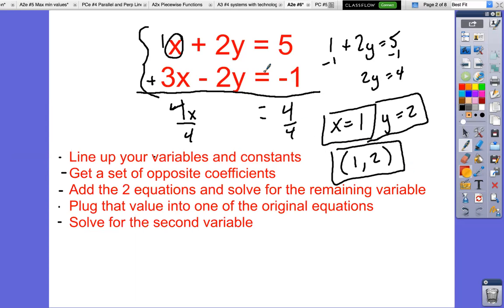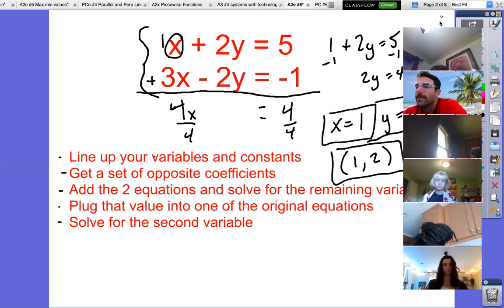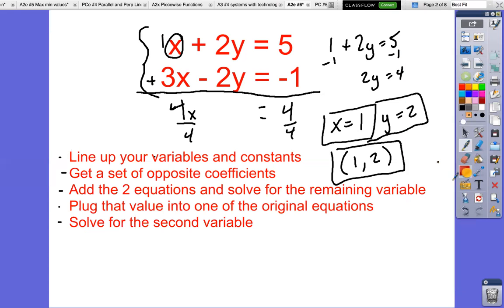Now that one was a pretty easy example. Any questions? So almost too easy, I'm assuming. The next one is almost just as easy, almost.